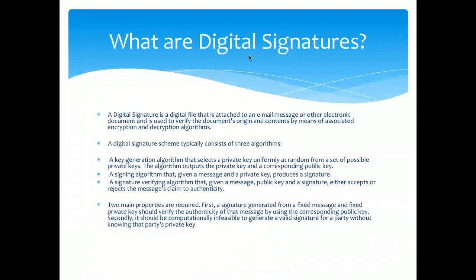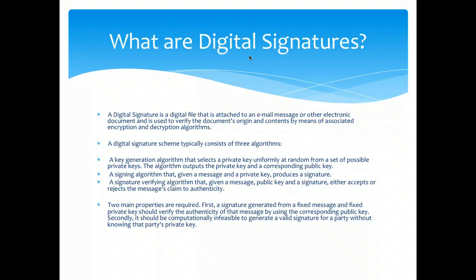All right, digital signatures. By definition, a digital signature is a digital file that is attached to an email message or other electronic document. It is used to verify the document's origin and contents by means of associated encryption algorithms. The digital signature scheme basically consists of three algorithms. First, starting with the private key, which is what you put the stamp on the digital signature with when you're actually providing it. And the outputs the private key to the corresponding public key.